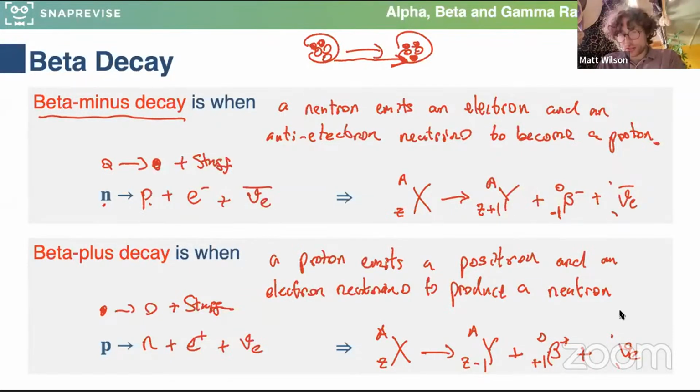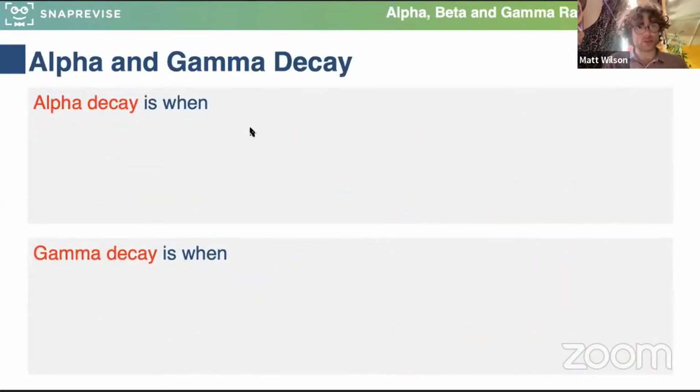Okay, so this is how we can represent beta decay. And that's probably the hardest one to think about. The others are, I would say, generally a bit more simple, so let's look at those now. There's two more that we're going to look at: alpha particle decay and gamma decay.